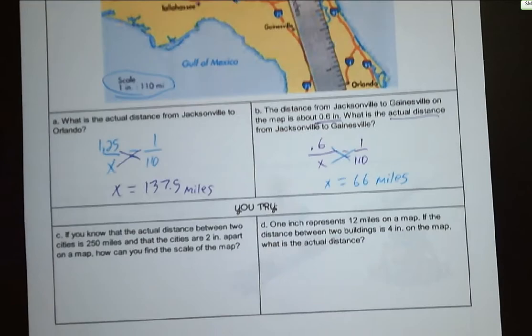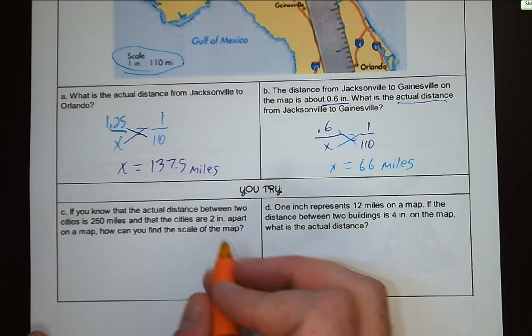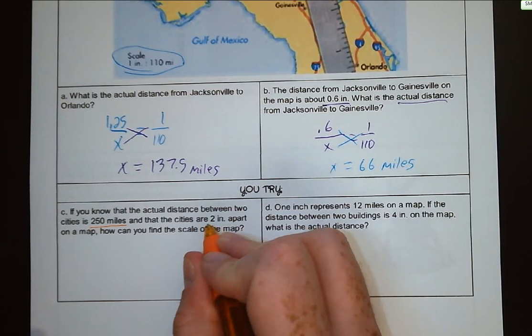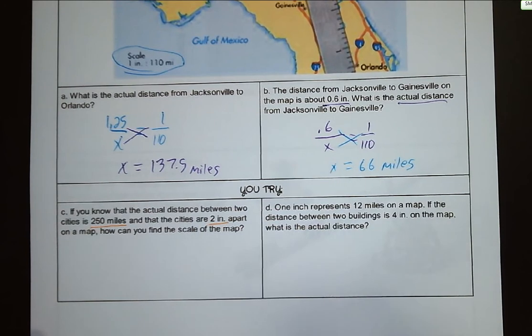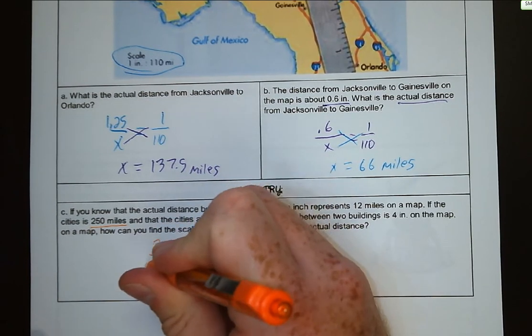Okay, I want you guys to try letters C and D on your own, and then we will come back for the answer. So, if we know the actual distance between two cities is 250 miles, and the two cities are 2 inches apart on a map, how can we find the scale of the map? Well, I know one of the ratios right there is 2/250.